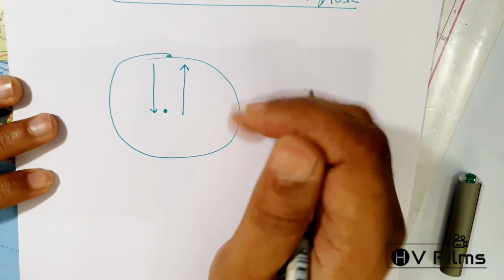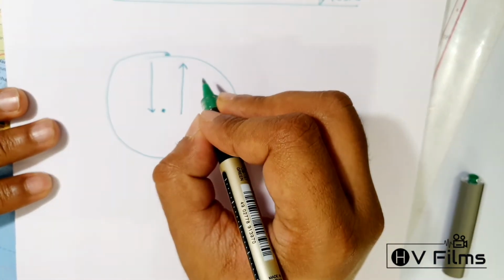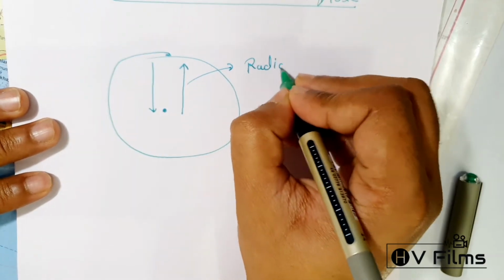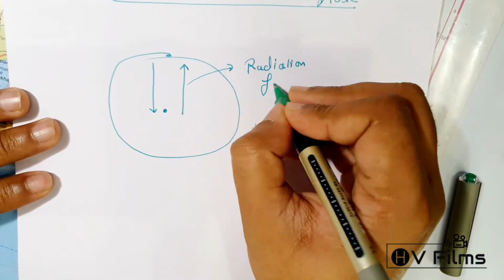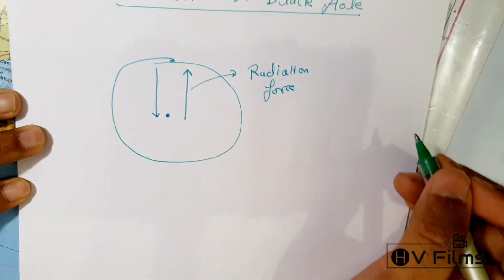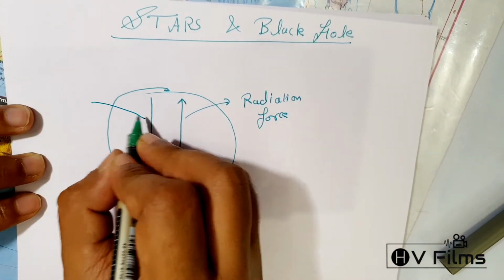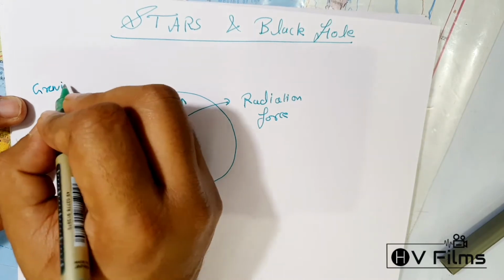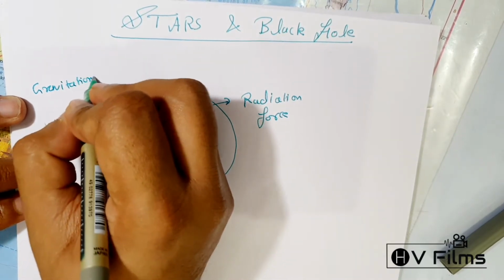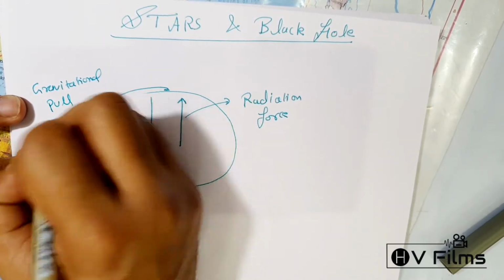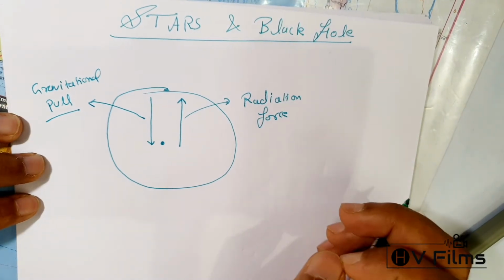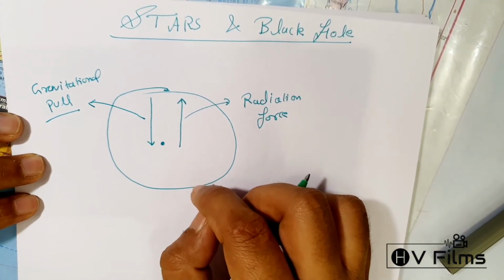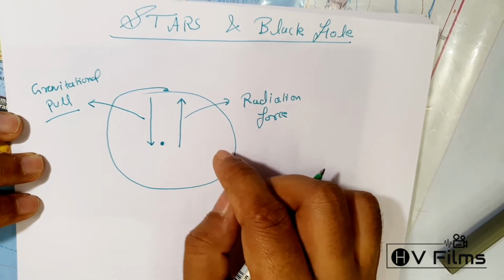Now generally, of these two forces, one of them is what we call the radiation force, and the other one is what we call the gravitational pull. Now there is a very strong gravitational pull at the center which may collapse the star. That process is called implosion.